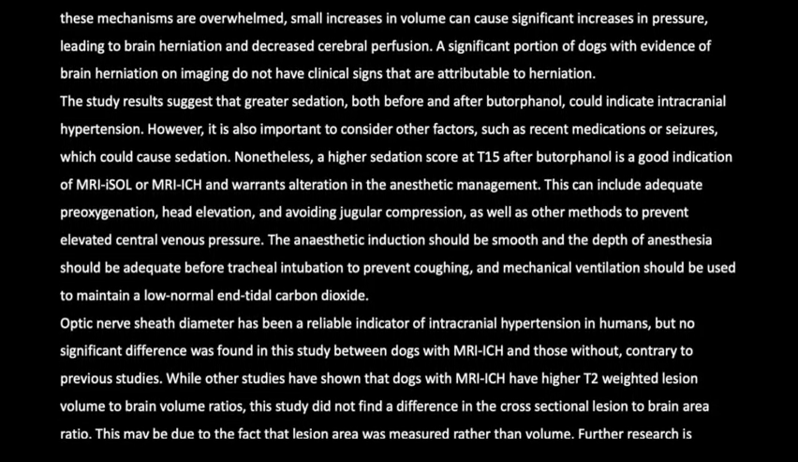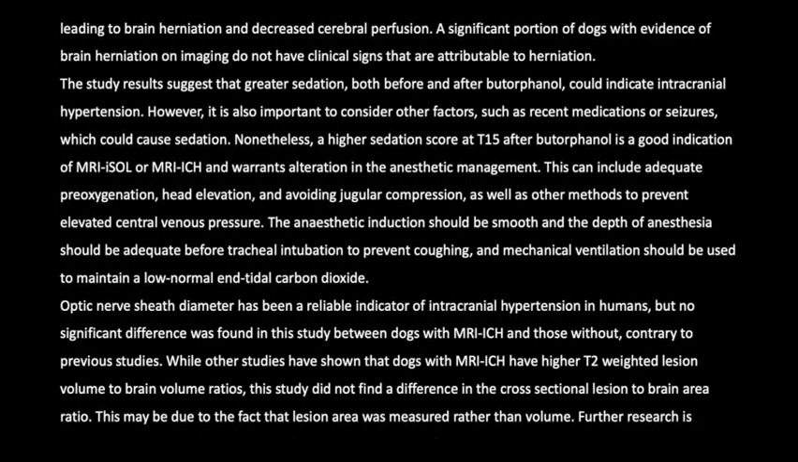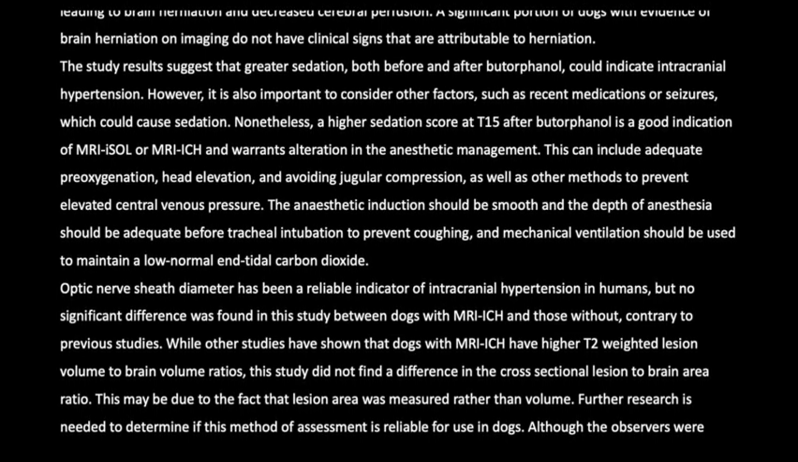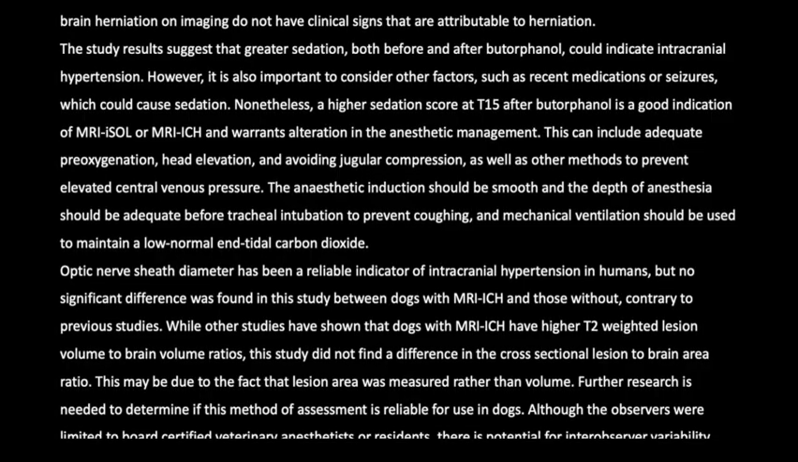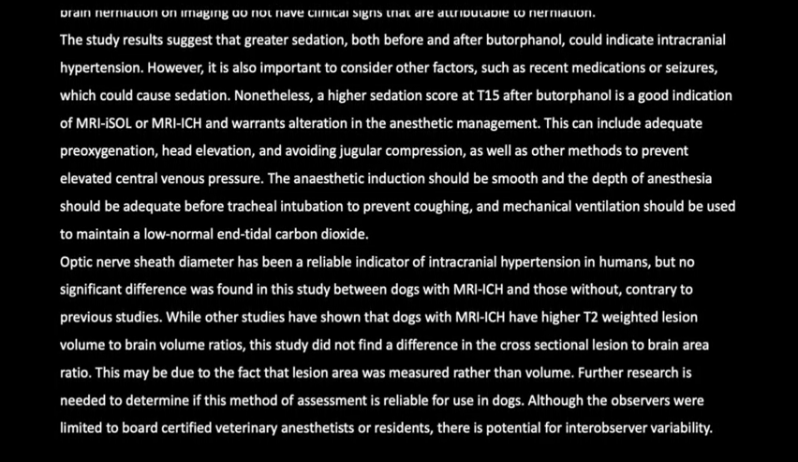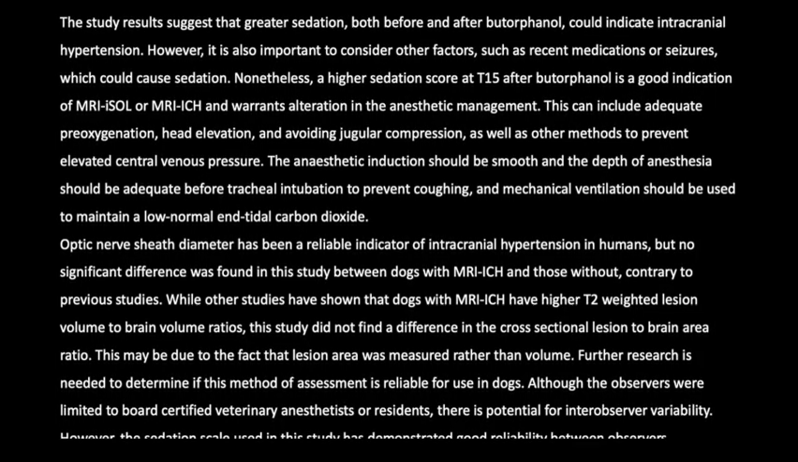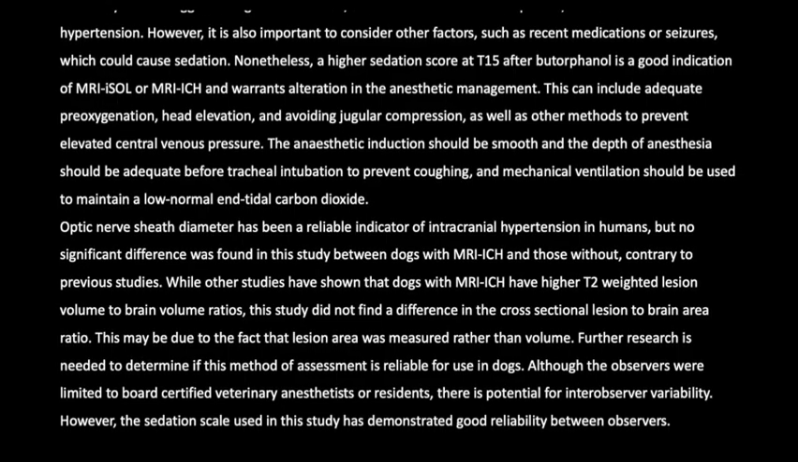Optic nerve sheath diameter has been a reliable indicator of intracranial hypertension in humans, but no significant difference was found in this study between dogs with MRI-ICH and those without, contrary to previous studies. While other studies have shown that dogs with MRI-ICH have higher T2-weighted lesion volume to brain volume ratios, this study did not find a difference in the cross-sectional lesion to brain area ratio.